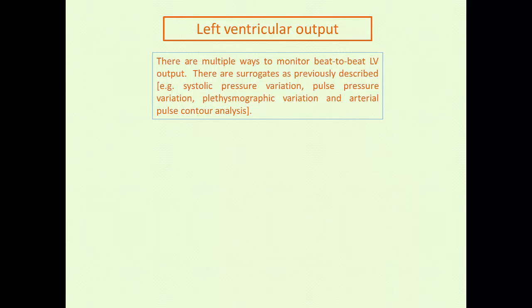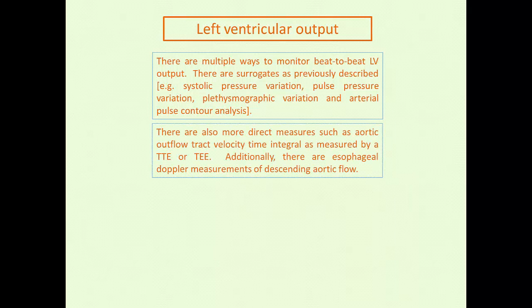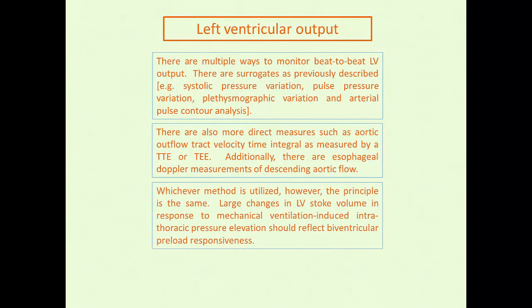So left ventricular output, there's multiple ways to measure the beat-to-beat LV output. I think I've mentioned this in a few slides. The surrogates previously described, such as just the peak and minimum systolic pressure variation, the pulse pressure variation. You can look at plethysmographic changes like in an oximeter, arterial pulse contour analysis. There's more direct measures such as aortic outflow tract velocity time integrals, which you can measure by a transthoracic or transesophageal Doppler probe. And there's specific esophageal Doppler measurements of descending aortic flow that can be used.